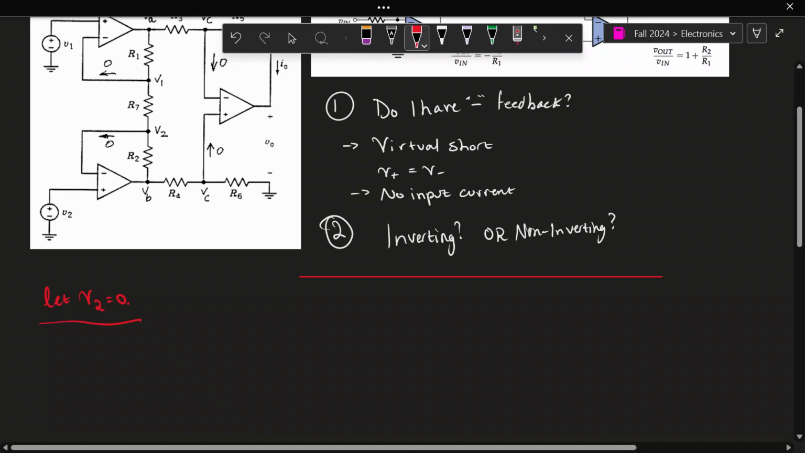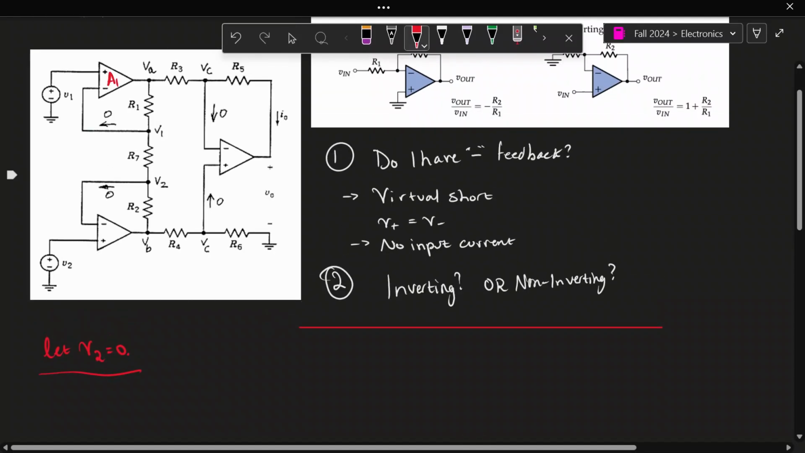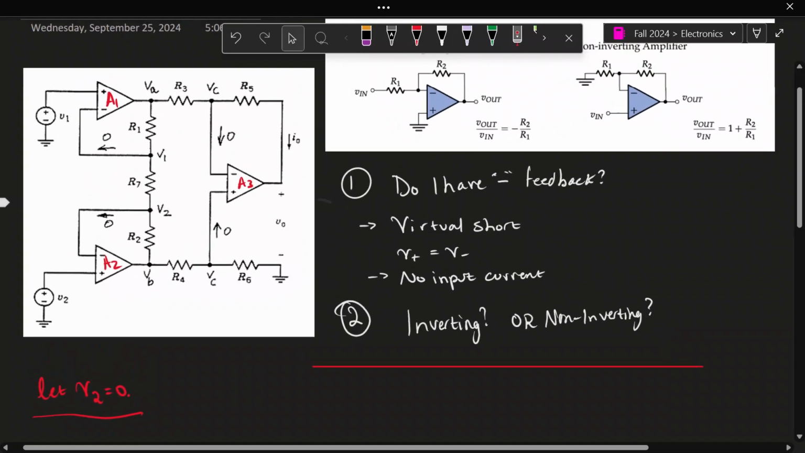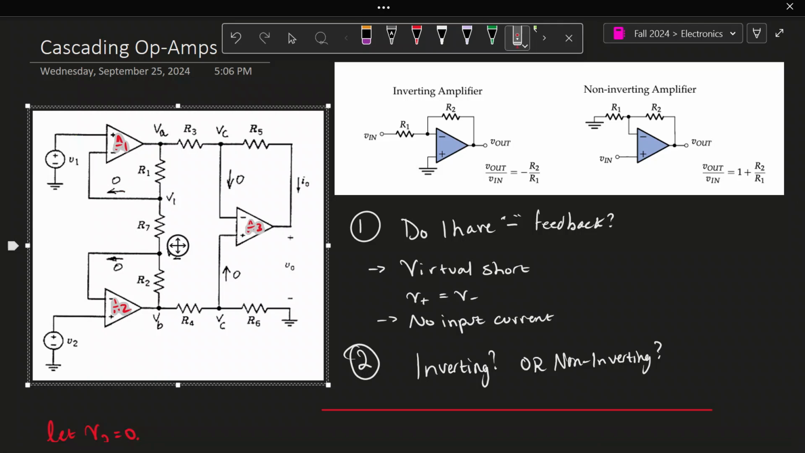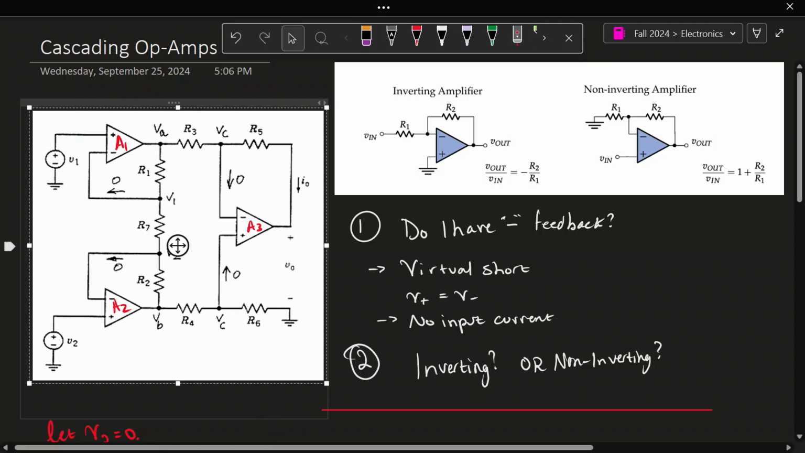So let's only analyze, and we'll call these amplifier 1, amplifier 2, and amplifier 3. Let's only look at amplifier 1. First question, do we have negative feedback? Let's follow this line here. Oh, it's going back to the negative, or inverting, input of our op amp. So yes, we do have negative feedback. We have a virtual short: V plus here is equal to V minus here. We also have no current.